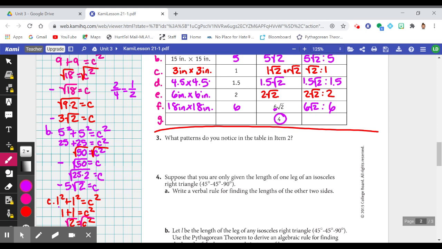So if 4 is our hypotenuse, we should be able to take the length of the leg and multiply it by the square root of 2. Well, to find the leg, we should be able to do the opposite, divide by the square root of 2. And that's the math that I'm going to show you here, where we're going to take 4 and divide it by the square root of 2.